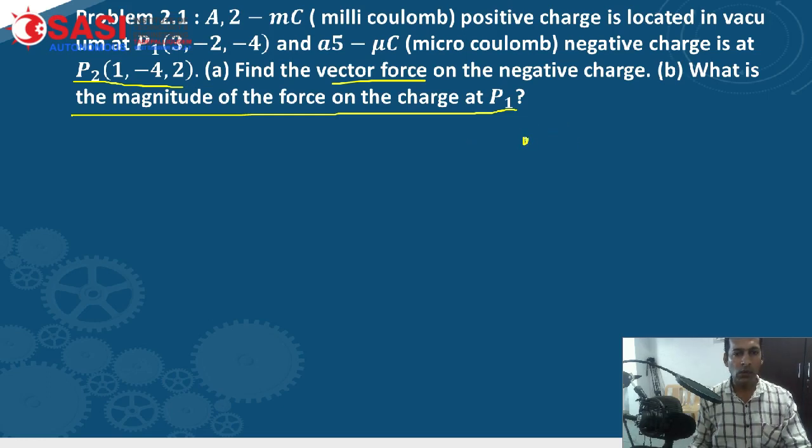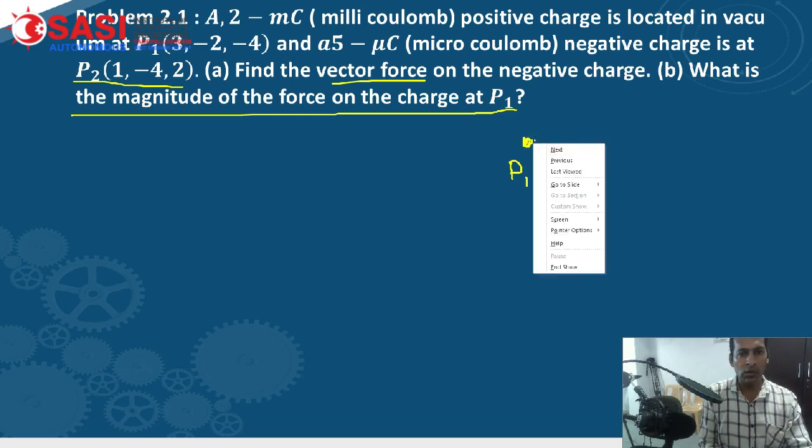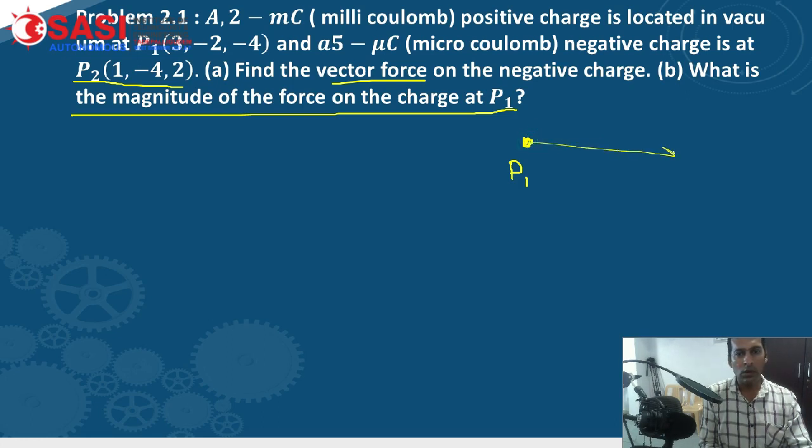Say here we have one charge. Say this is charge P1. So from this P1 we have to find out what is the force given on some other point which is present in space. It is given by, say, P2. What are the locations of P1? These are 3, minus 2, minus 4. So here we can write down the location. It is 3 comma minus 2 comma minus 4. These are 3 coordinate points. What are the points for P2? P2 is 1 comma minus 4 comma 2.